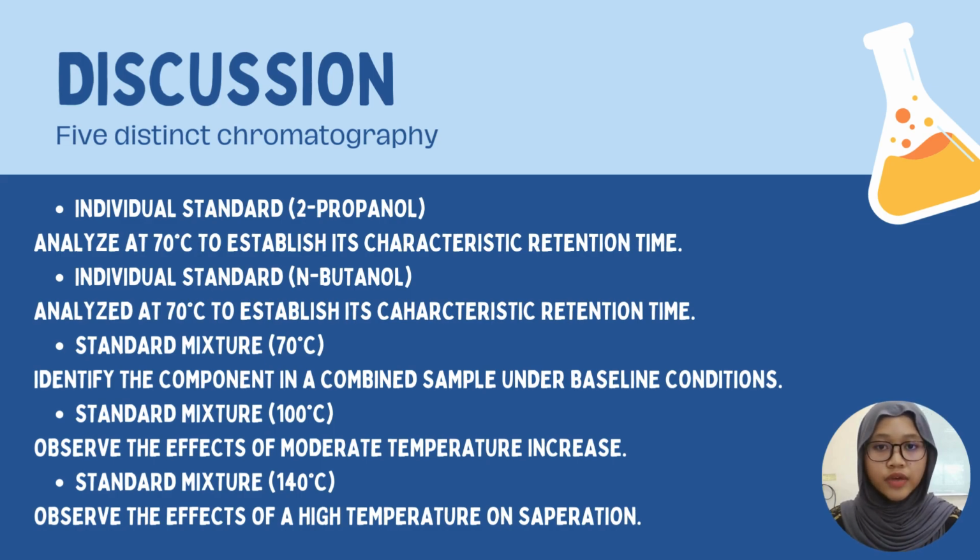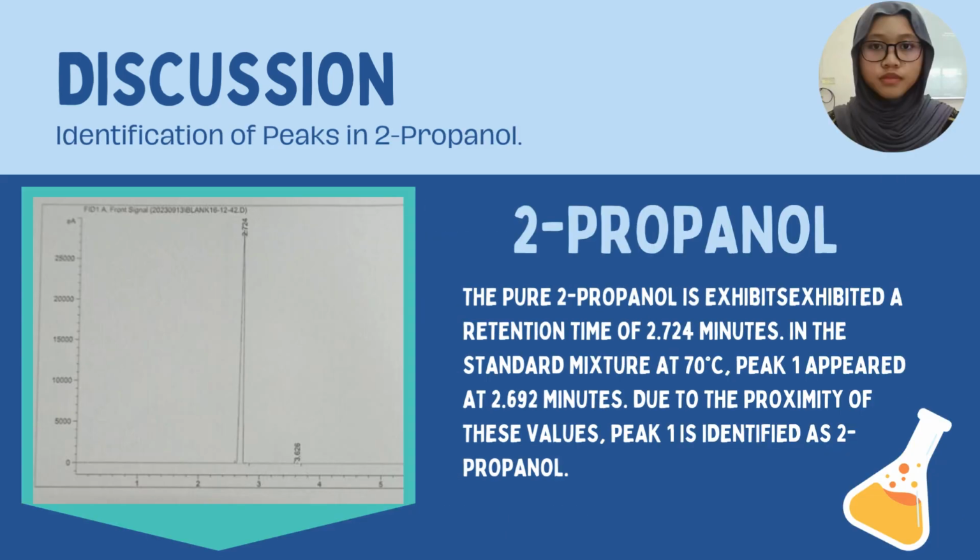Third, we have a standard mixture at 70 degrees used to identify the components in a combined sample under a baseline condition. Fourth, we have a standard mixture at 100 degrees Celsius used to observe the effect of moderate temperature increase. And lastly, we have a standard mixture at 140 degrees used to observe the effect of high temperature and also separation. To identify the peaks in the mixture, we will compare the retention time of the individual standard with the peaks produced by the mixture at the same temperature, which is 70 degrees Celsius.